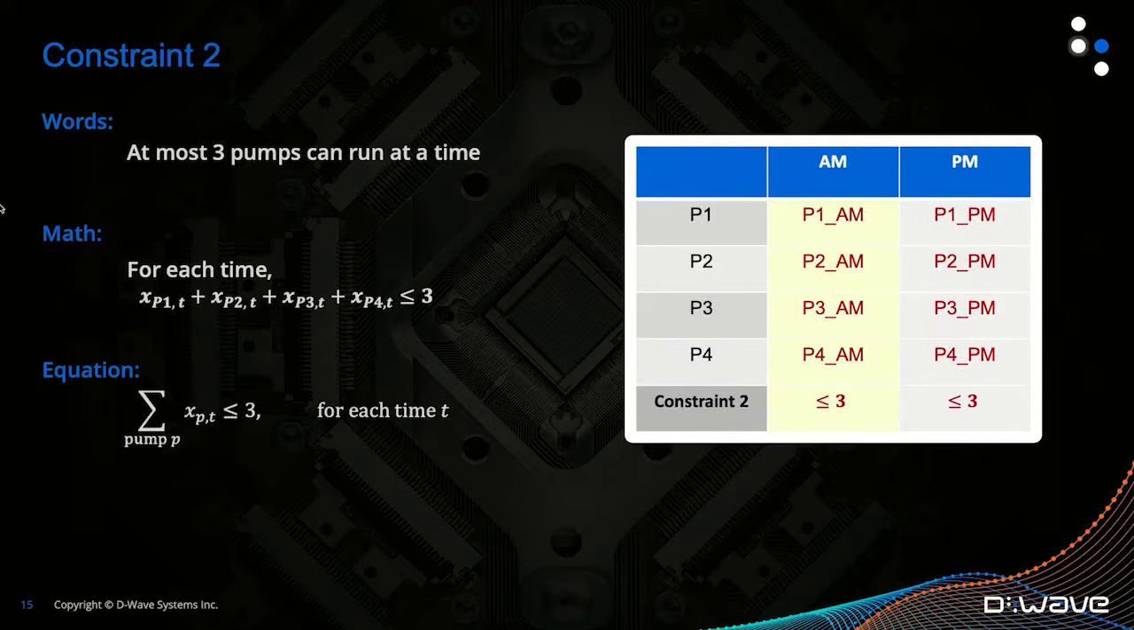So in terms of our table now, we're really summing up these binary variables down the columns, down each time slot, to make sure that in each time slot, we have at least 1 pump available for use in case we need it as a backup.